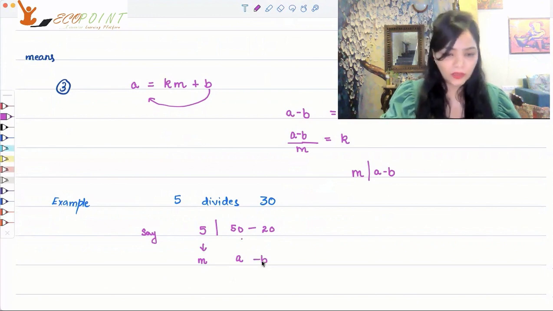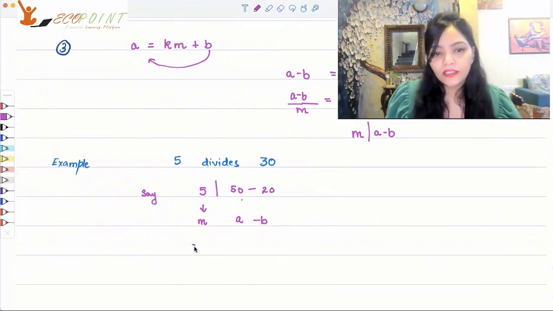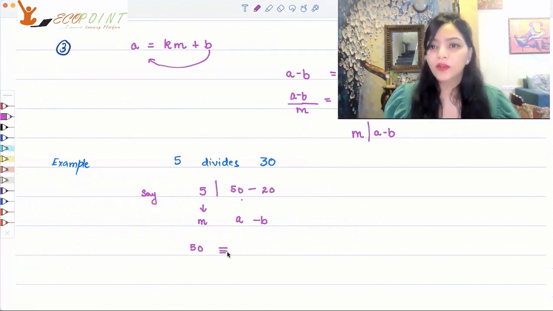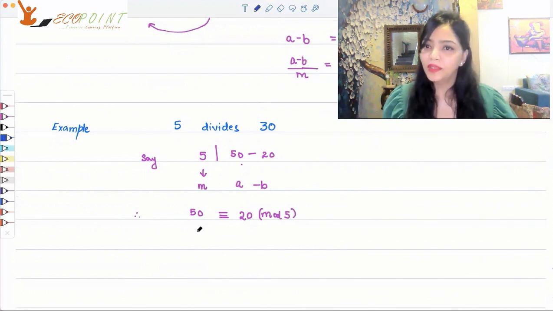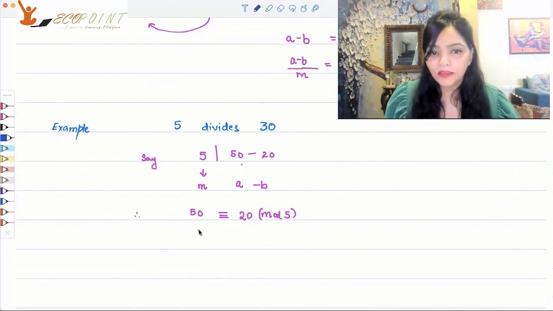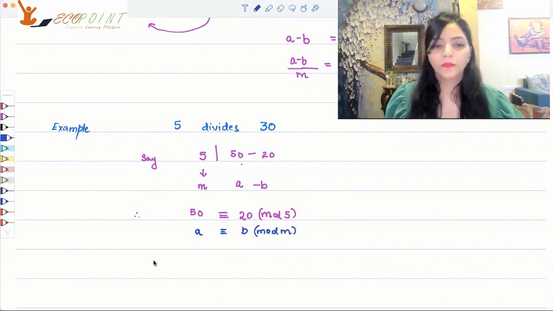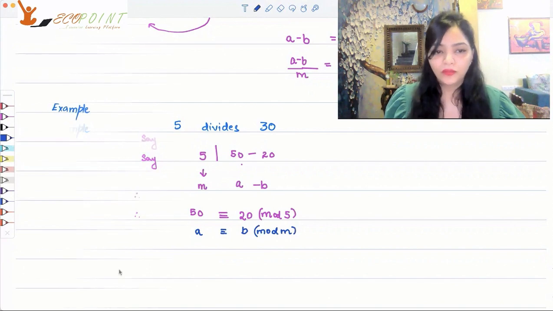In other words, what are we saying? We are saying 50, that is your A, is congruent to B, that is 20 mod 5. So in terms of A, B, M, I am saying A is congruent to B mod M, right?